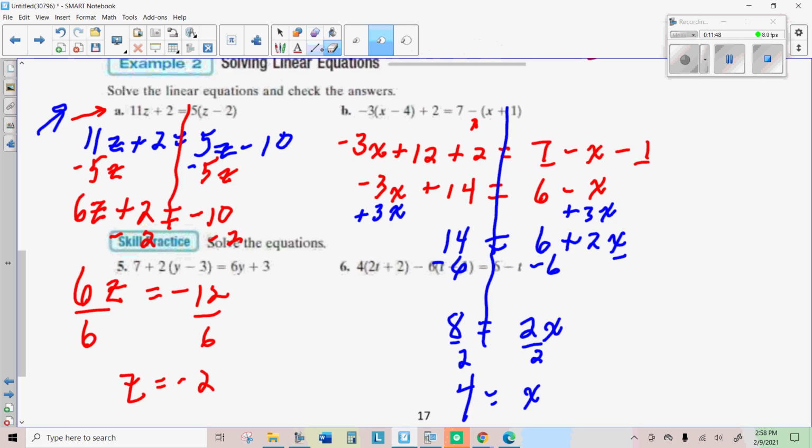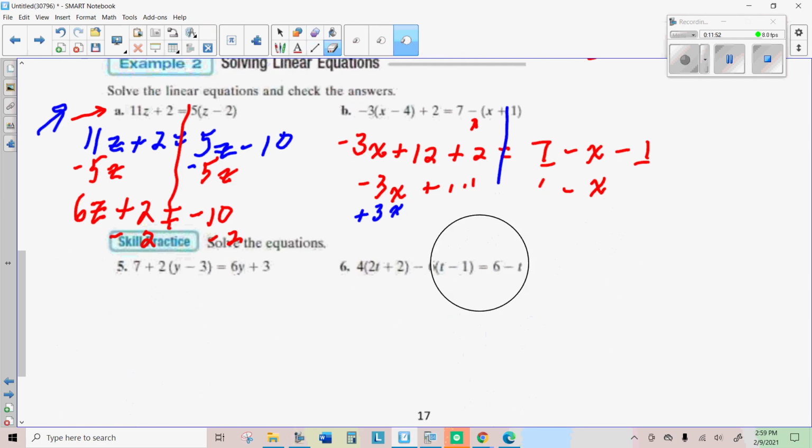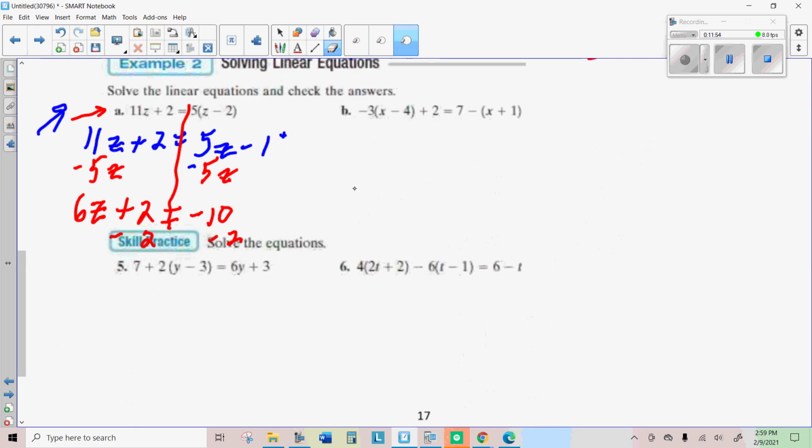All right, let's do one more together. Remember, I'll do number 5, and then you can do number 6. But here's the deal: you're not going to do 7 plus 2 first. Remember, you can't do that. You have to multiply first. Clear the parentheses first. So you're going to do 2y, 2 times y, and then 2 times negative 3 is negative 6.